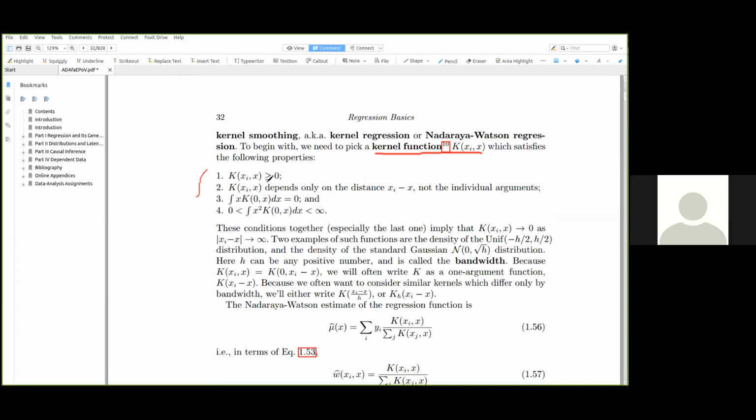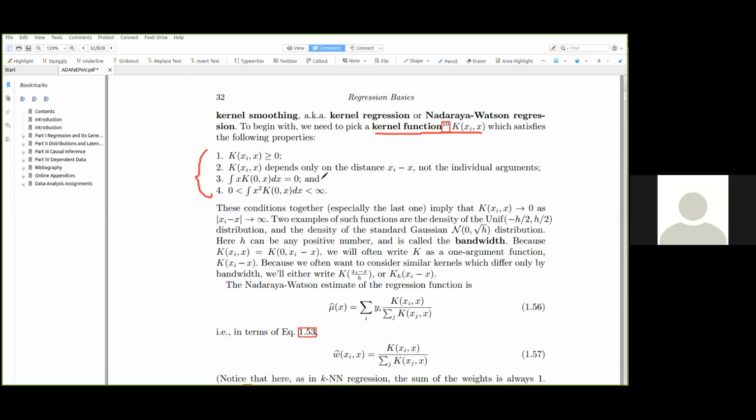K of xi comma x is greater than or equal to 0, because obviously you can't have a negative distance. K of xi comma x depends only on the difference, so instead of writing k of xi comma x, you can also write it as k of xi minus x.